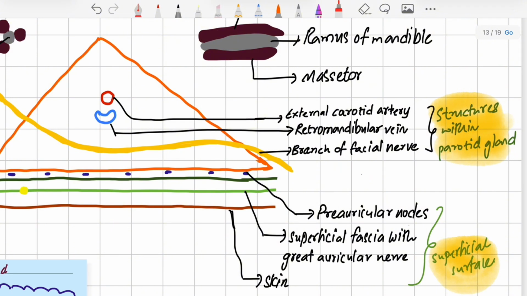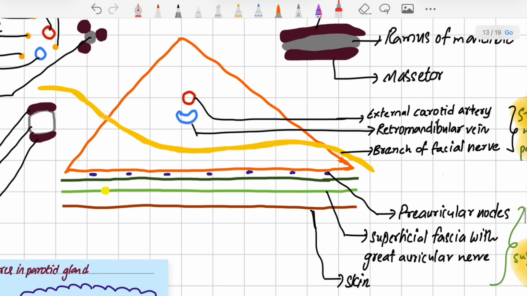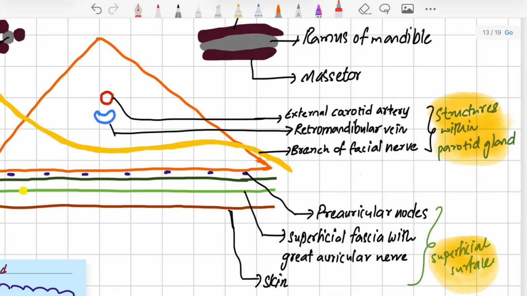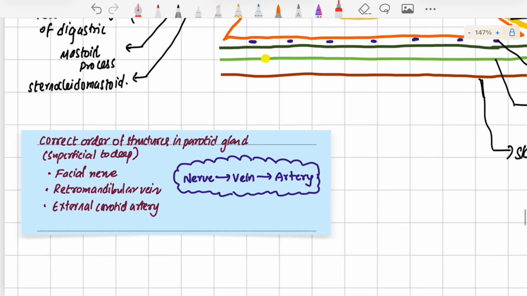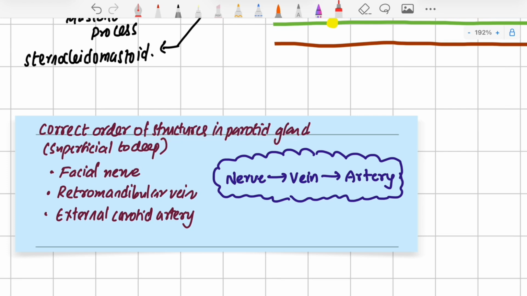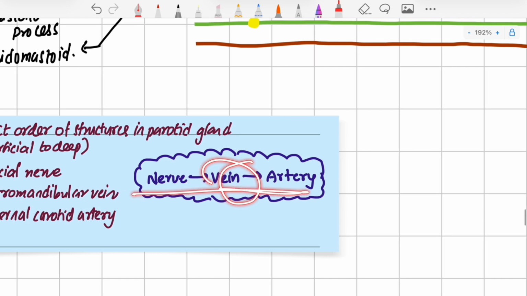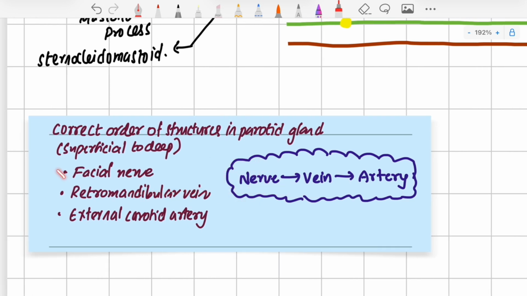So these are the external carotid artery, the retromandibular vein, as well as the branch of facial nerve. Remember, the branch of facial nerve. So these are the structures which are present within the parotid gland. Now let us talk about the correct order of structures present within the parotid gland. Once it has been asked in an exam to arrange the order of the structures which are present in the parotid gland. So from superficial to deep, we have the nerve, vein, and artery. That is the facial nerve, the retromandibular vein, and the external carotid artery.